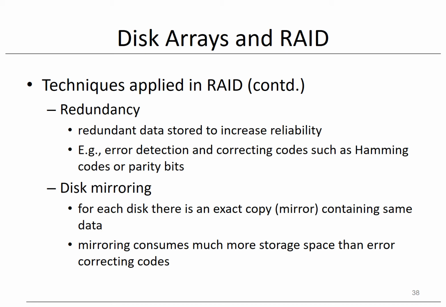Note that if the probability of a single disk failure is p, the probability of one of n disks in a RAID setup failing is n times as high. However, when mirroring the disks, the chance of both copies failing is p squared, which is much lower than p. On the downside, mirroring consumes much more storage space than the error correcting codes.